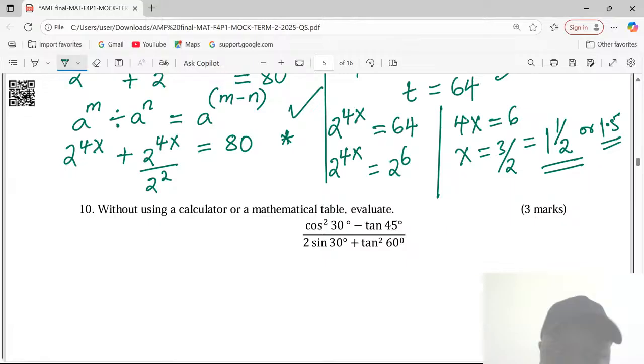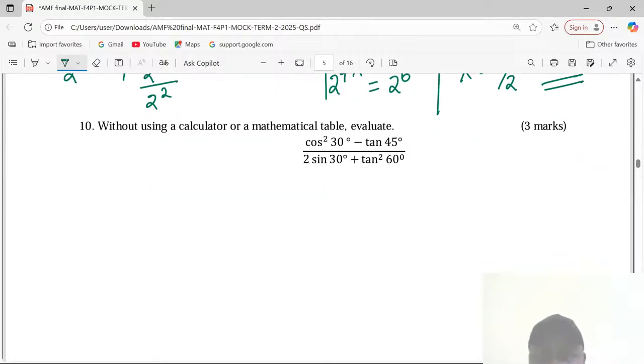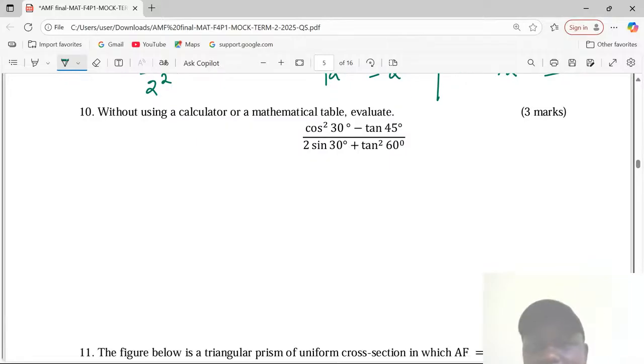Look at number 10. Without using a calculator or a mathematical table, evaluate. What are we evaluating? The cosine squared of 30 minus the tan of 45, divided by 2 multiplied by the sine of 30 degrees plus the tan of 60 squared. These are trigonometric ratios of special angles. And I want to tell you for free, this one will even appear in paper 2 in the topic of surds. You'll be told express as surds and rationalize.